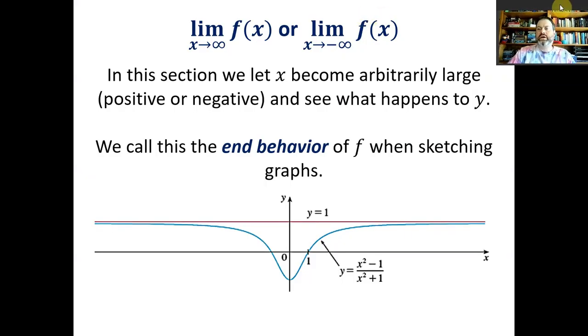So the idea here is if you have a function and you're interested in what's happening way to the right or way to the left on the graph, you really can't rely on a graph as a proof, and tables can be misleading, so we need to figure out an algebra way to solve these things. And so we're interested in what's called the end behavior at the edges of the graphs.